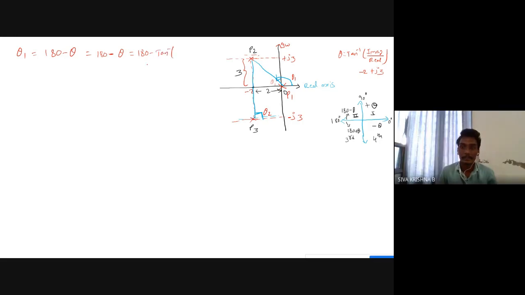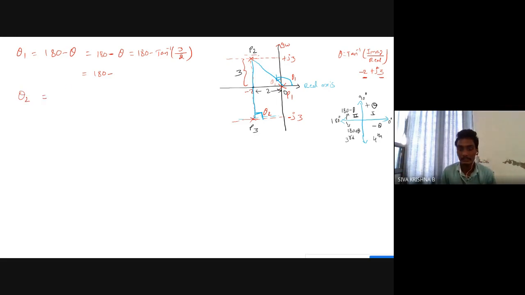j3 means the imaginary value, that's fine. So the imaginary value is 3 and the real value is 2. No need to take negatives because you have to take only the magnitudes here. That's why I placed 3 and 2. Opposite by hypotenuse you can also directly write like that. Find out tan inverse of imaginary by real and tell me that angle.